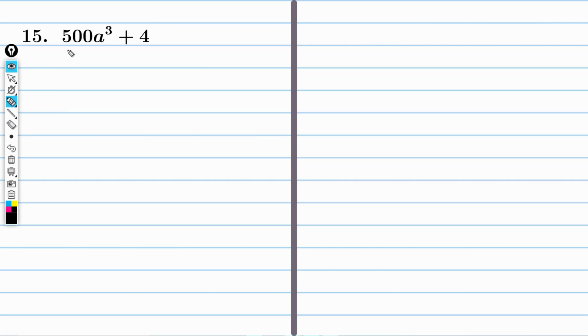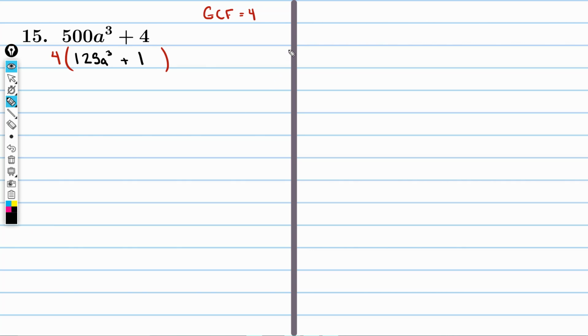So let's look here. Is there a common factor between these two? They're both divisible by 4. So I know I have a GCF of 4. And so I factor in what's left. So when I take 4 and divide it into this, I get 125a cubed plus 4 divided by 4 is 1.